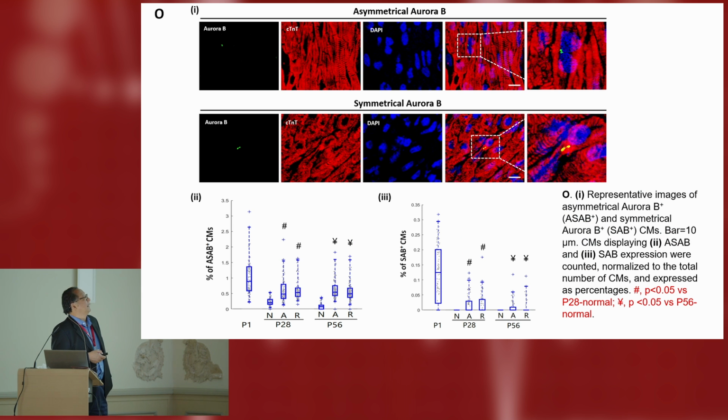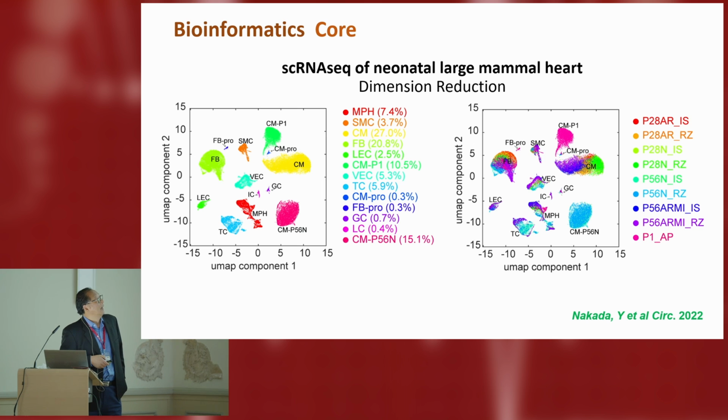Similarly, for Aurora B, symmetric Aurora B, as shown here, the normal heart at P1 is at this level, decreased to 0 at P28 and P56, but remains high in the double injury model at P28 and P56. And typical Aurora B, symmetric Aurora B, is shown here.